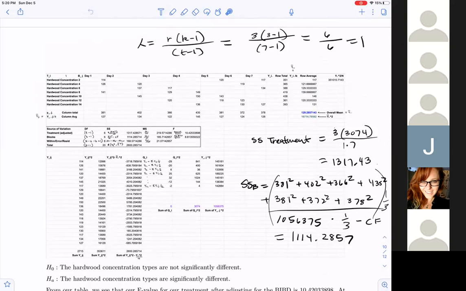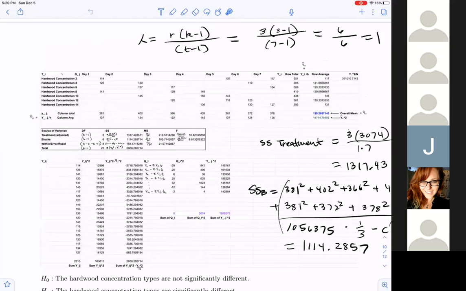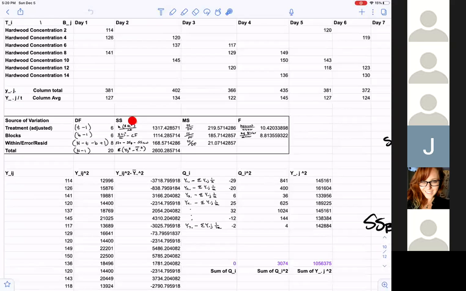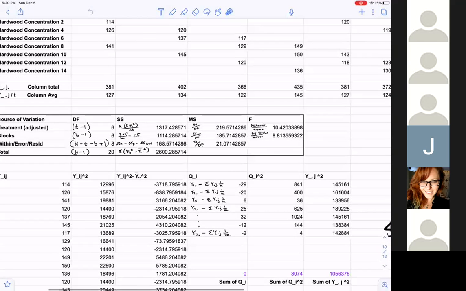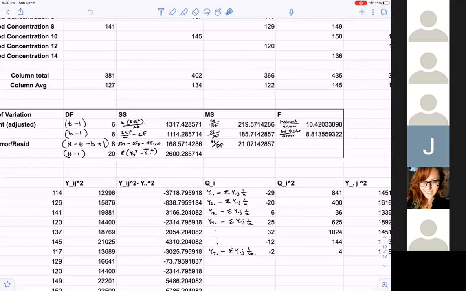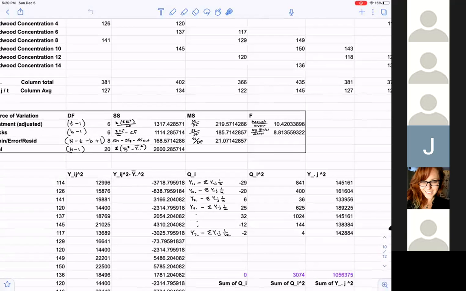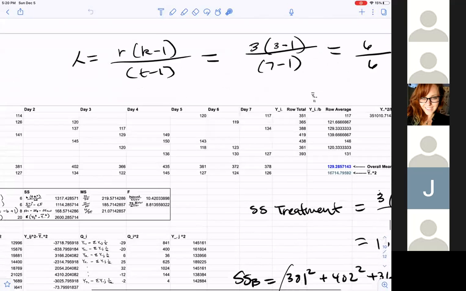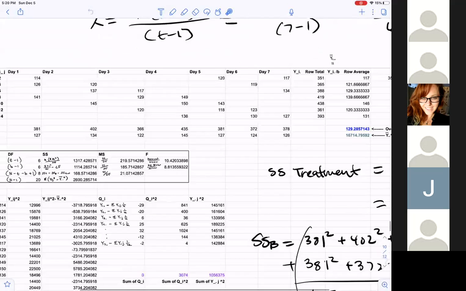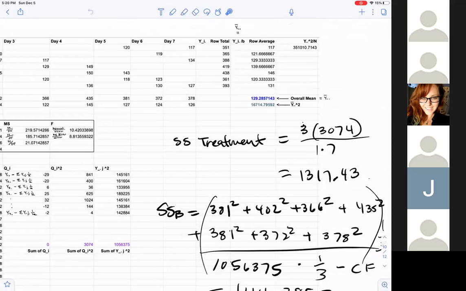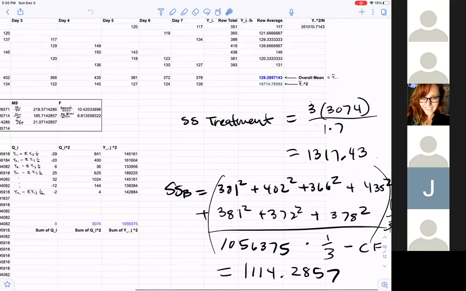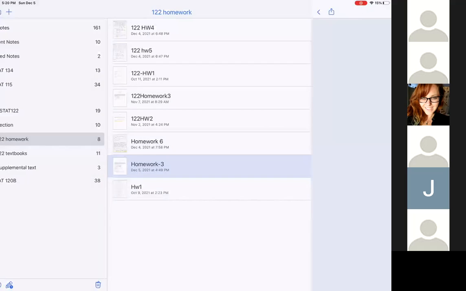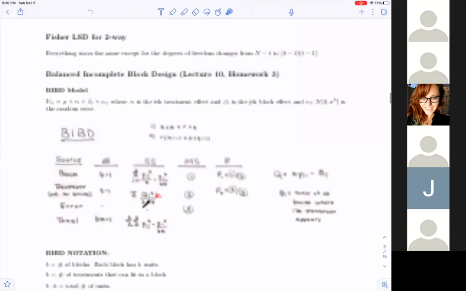Perfect. Okay. So we had just gone over how we calculate SS treatment, which is this equation right here, and going briefly over how to find your Q_i vector so that you can square it, multiply it by K and divide it by lambda T. In this case, our lambda was 1. So we ended up with that value here: 3 × 3074 divided by 1.7. And then we subtracted our CF.